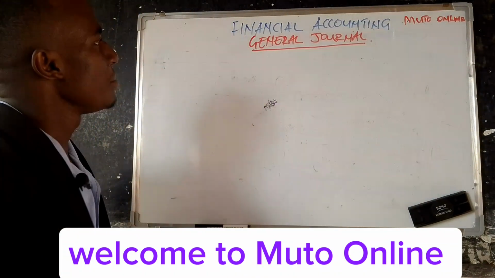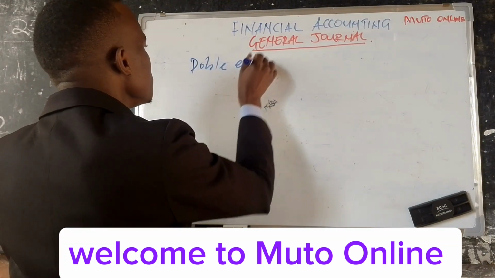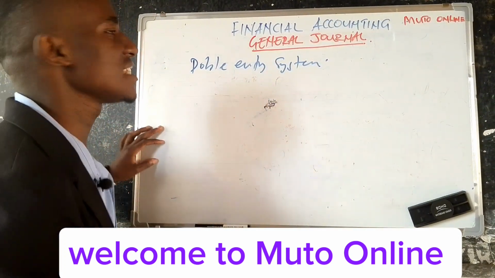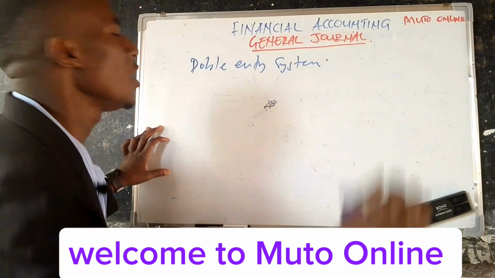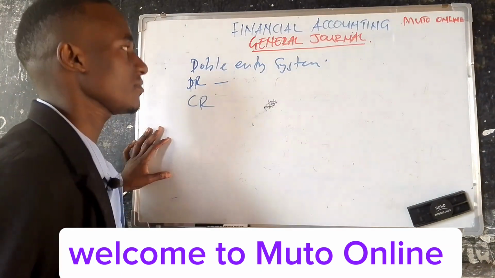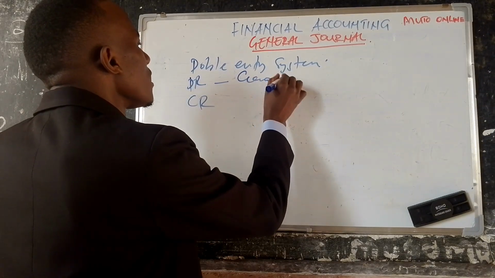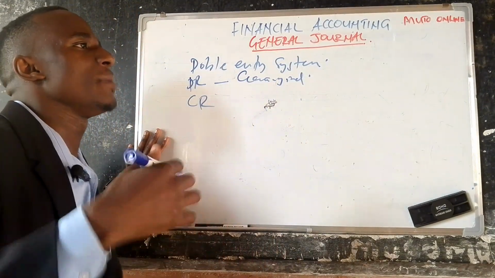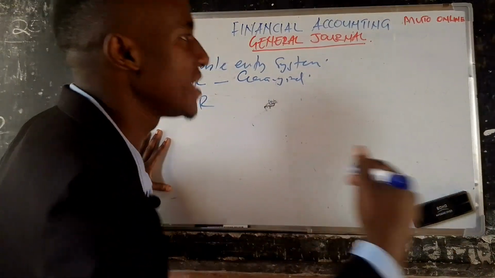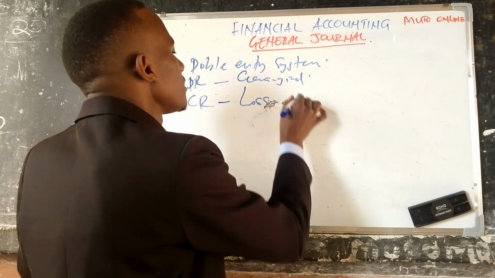So one may ask, before looking at a general journal, do you know the process of what we call a double entry system? A double entry system is a system where you record the transaction on first the debit side and the credit side later. The debit side, in a simple layman's language, is the gaining side. We are going to look at many transactions. This transaction is going to be debited, the other one is going to be credited. And the credit side is the losing side.